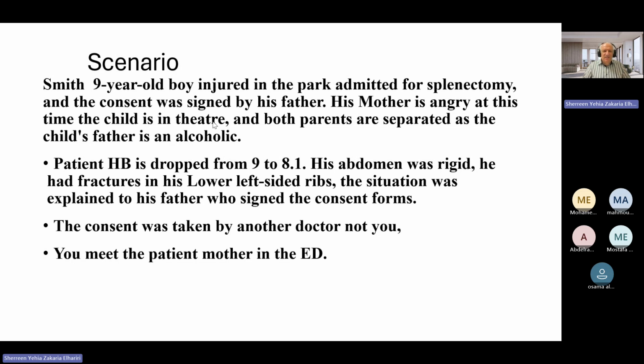So the child is now in the theater. Both parents are separated or divorced. The child's father is alcoholic. Alcoholic means drinks alcohol. Patient hemoglobin dropped from 9 to 8. Abdomen is rigid. Has a fracture in the lower left sided ribs, usually 9, 10, 11. The situation was explained to his father. He signed the consent. The consent was taken by another doctor, not you. And you meet the patient's mother in the emergency department.